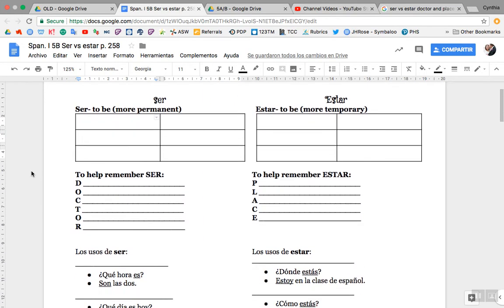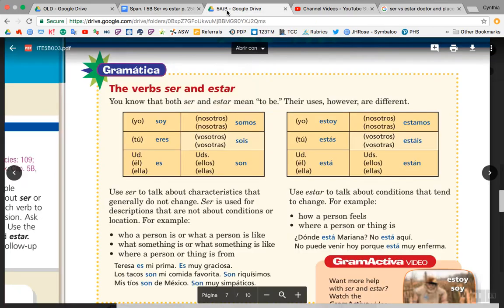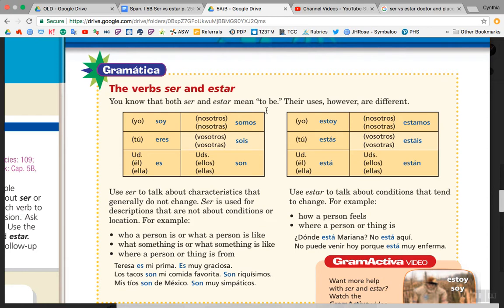Okay, ser and estar. Now, you've probably noticed by now in Spanish, ser and estar both mean to be. They both mean to be. However, the way you use them is different. So let's first fill in the conjugations, and then we'll get into the uses.